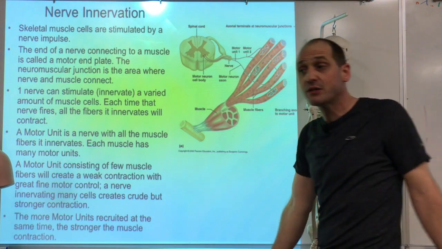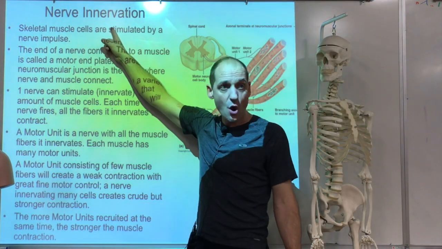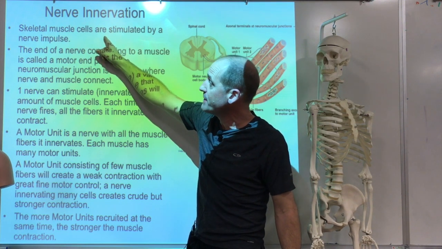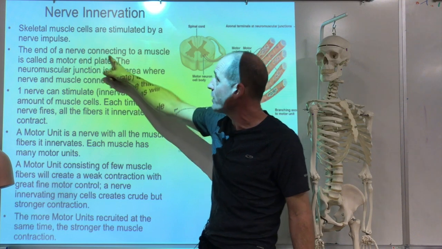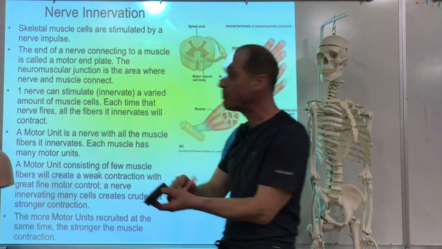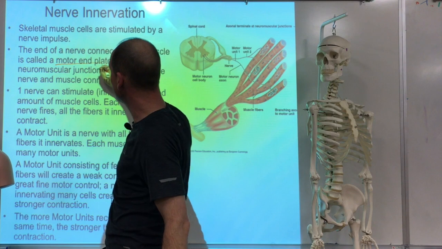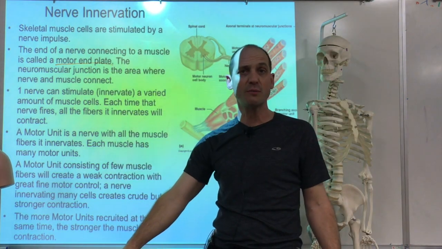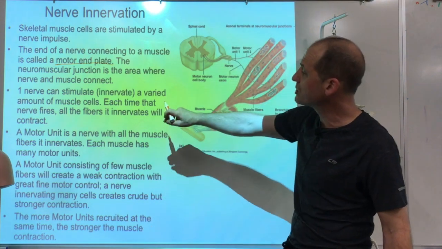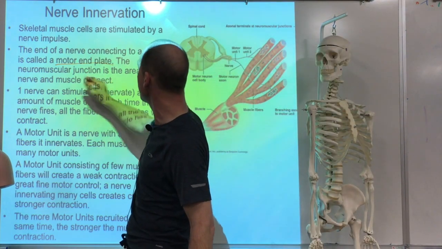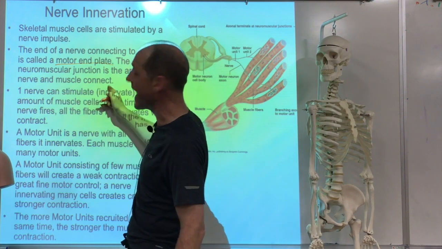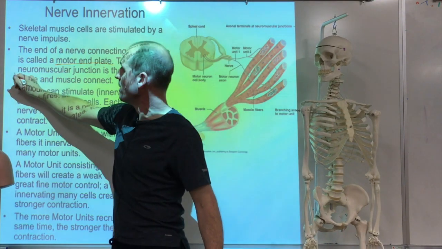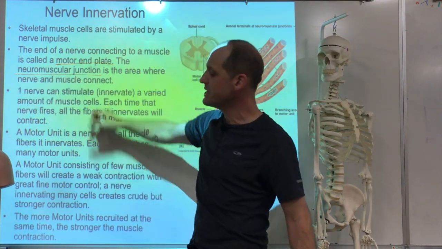Then, after that, we have to talk about the nerve talking to the muscle. Skeletal muscles are stimulated by nerve impulses. The end of a nerve connecting to a muscle is called a motor end plate. Motor nerves are the ones that go from the brain to the muscles and talk to the muscle. The neuromuscular junction is an area where the nerve and the muscle connect. So that's just another term that we look at. That is an easy understandable term.